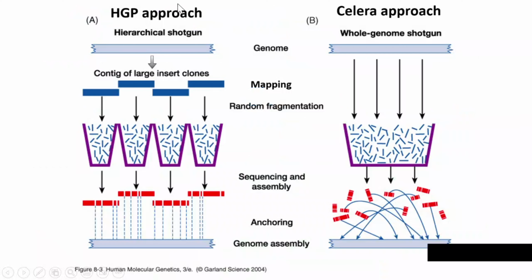The HGP approach, Human Genome Project, is also called hierarchical shotgun sequencing. What you do is break it into pieces, and then you build these contigs that you sequence separately, and then you try to assemble the genome based on the sequences of these and the overlapping sections. Okay.